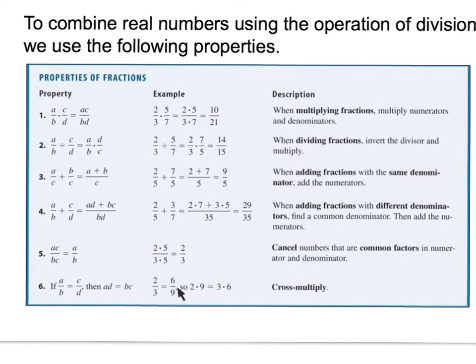And then finally, if we have two fractions that are equal, and they have to be single fractions, we can cross multiply. So a times d is b times c. So if we have 2/3 equals 6/9, we can write 2 times 9 equals 6 times 3. If one of those is a variable, then you can solve for the variable by cross multiplying when you have a single fraction equal to a single fraction.